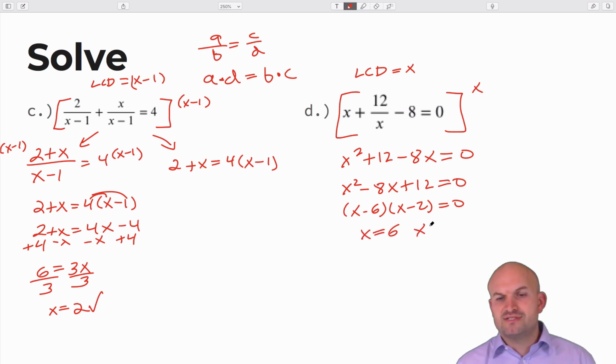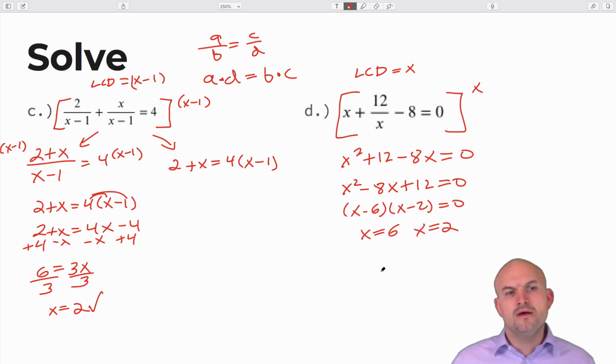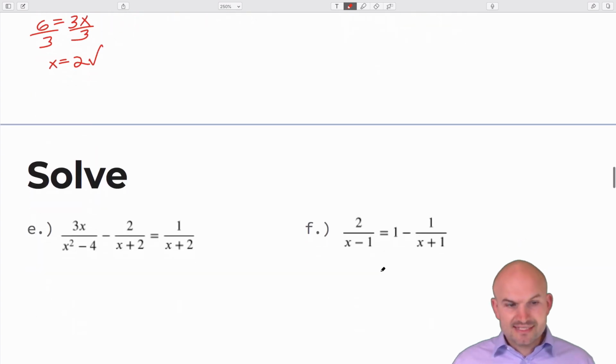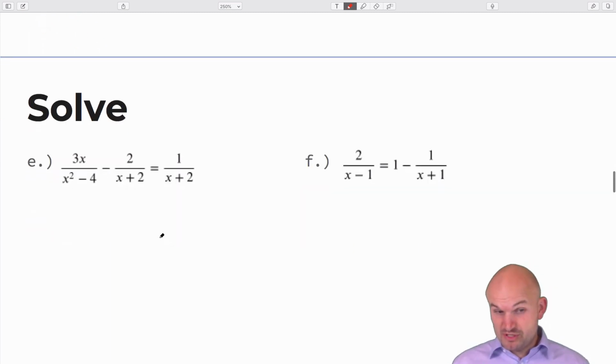Therefore, we can say x equals 6 and x equals 2. All right, so on to the next example. So now we have a couple more fractions here. But again, same idea here. Again, we don't want to just multiply. We see that these are the same. So there are a couple of different ways we could do this one.